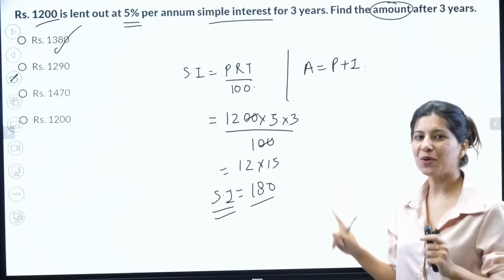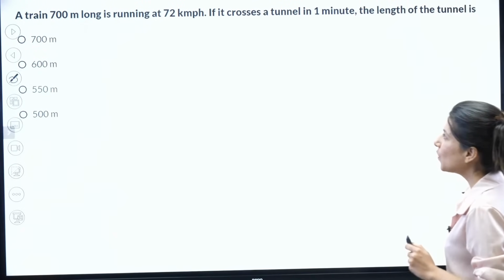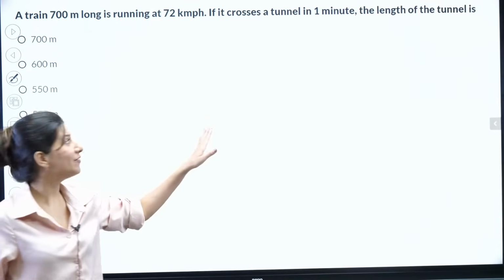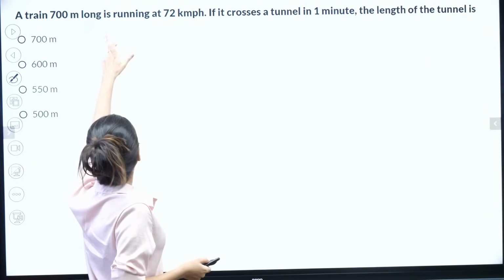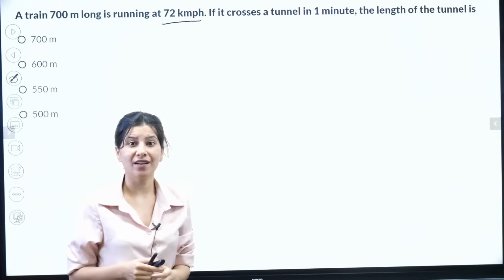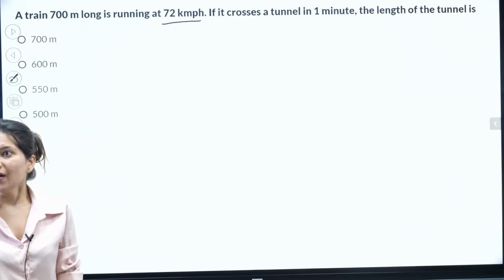First question we will do after we are done with everything. Let us move on to the next problem. This is from physics actually, basics of physics. A train 700 meter long is running at 72 km per hour. Can you see the discrepancy in the units? Very easy question.